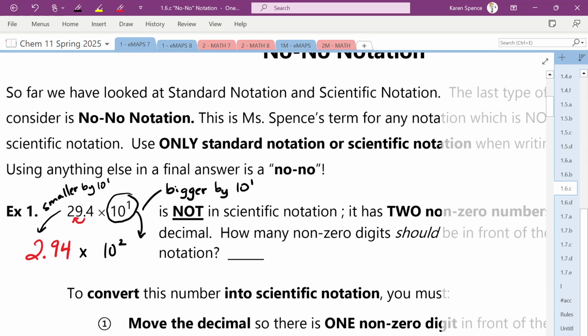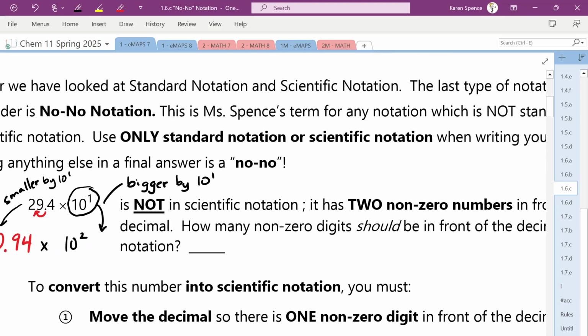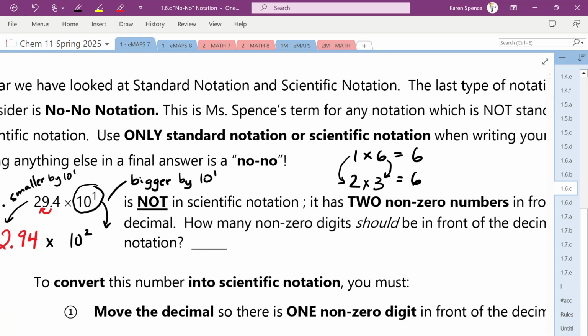Now, if it's not making sense to you, like why, if it gets smaller and bigger, let's say I had the number 1 times 6. That's equal to 6, yes? What if I made the 1 bigger? Say I made it a 2. What would have to happen to the other number in order for it to still equal 6? The 1 got bigger, the 6 has to get smaller, and it would become a 3. So if you make one of the numbers bigger, the other number has to become smaller. All right?